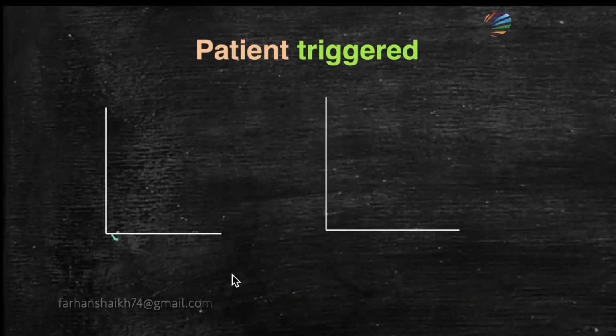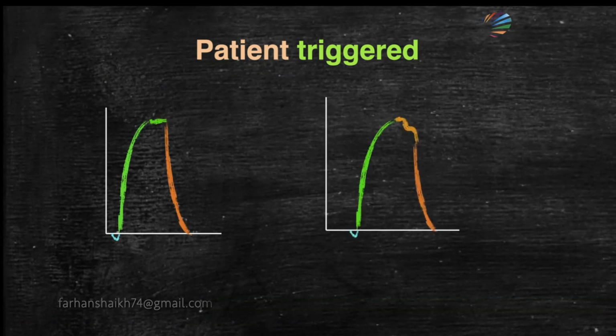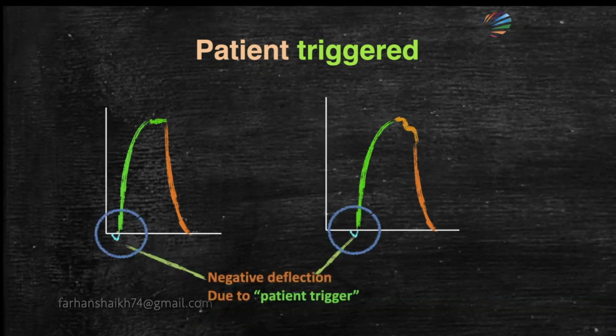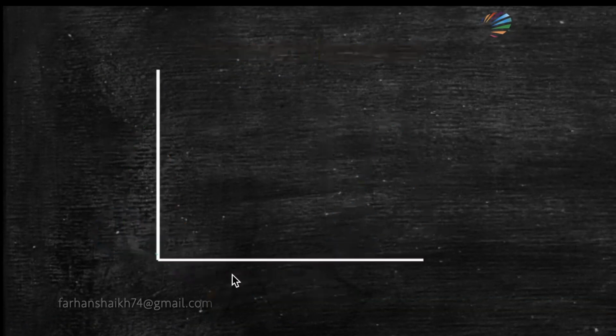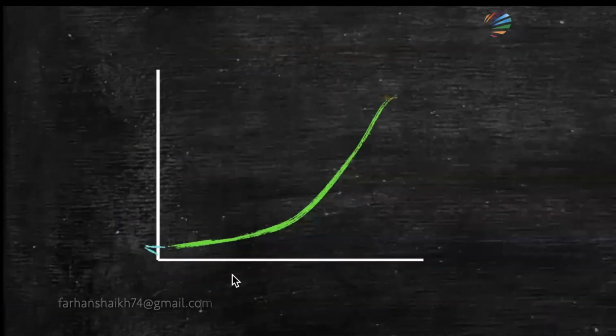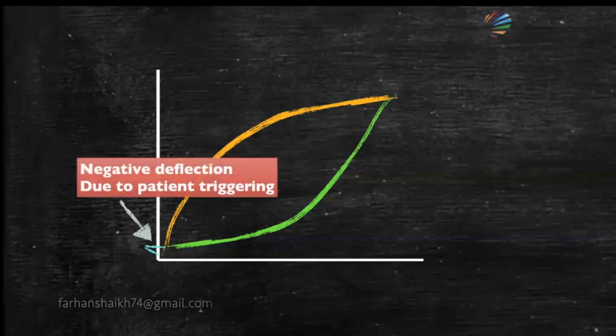Coming to patient triggering, when you have a negative deflection like this, it means your patient is triggering. This is a patient-triggered breath, where the patient is triggering by pressure triggering or flow triggering. In the flow-pressure-volume loop also, you will see this type of negative deflection.